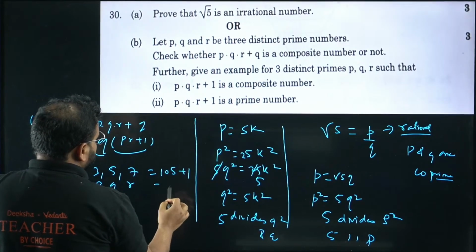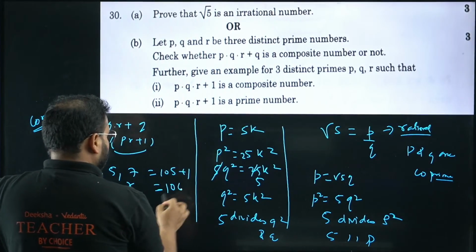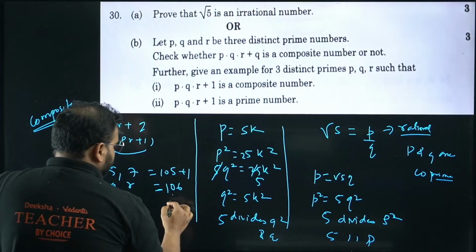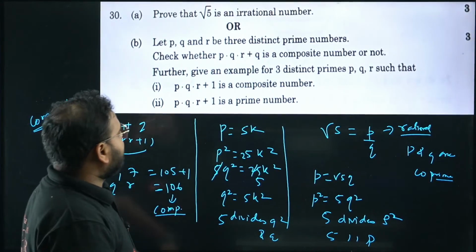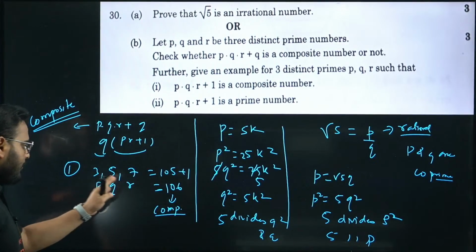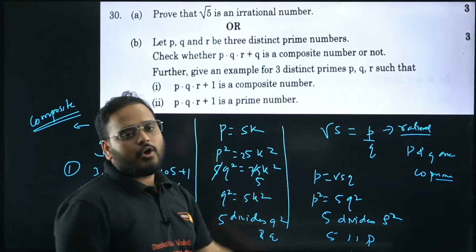Plus 1 becomes 106, right? Have a look. 106 means which will be a composite number. It's a composite number. So yes, I can get the value of PQR, which is all prime, 3, 5 and 7, and the result P into Q into R plus 1 is coming as composite.